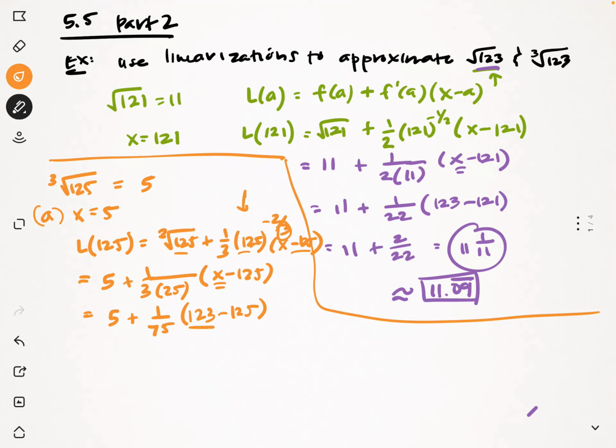Let's try that again. Let's do 1 divided by 75 times negative 2. There we go. And then plus 5. And this is going to be 4.973 repeating. Okay, now we got them.